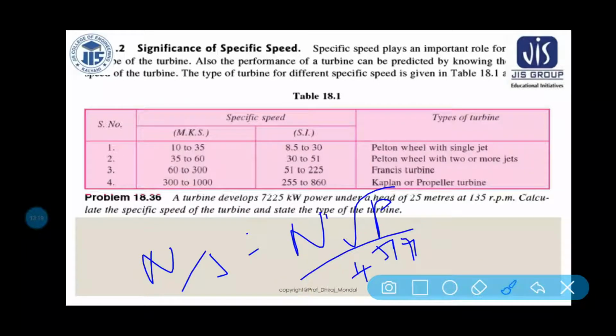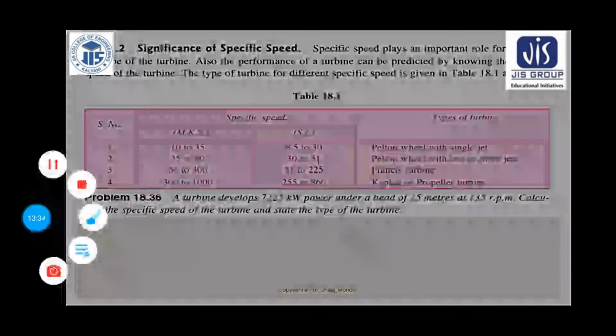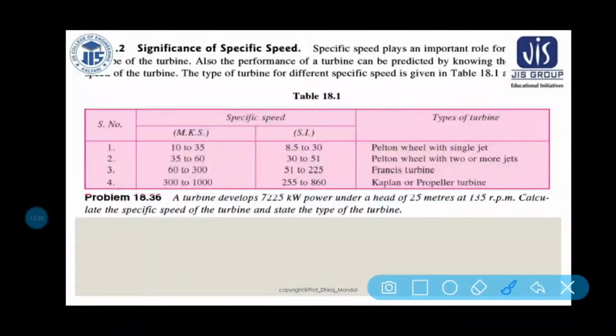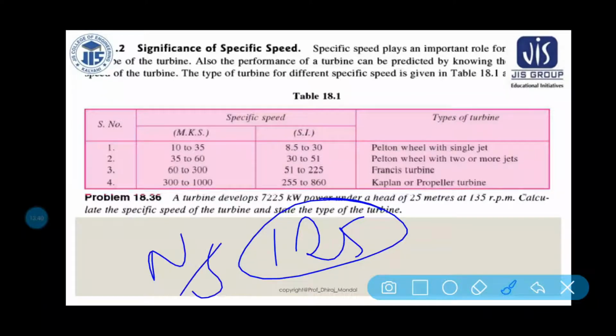So put the value, n is equal to 135, p is equal to 7225. Remember, this power is in kilowatt. Don't write it in watt. So 7225 kilowatt by h is equal to 25 meter. If you are getting the value, let us consider 125, so if this ns is equal to 125, then it will be coming under this part. So it is your Francis turbine.